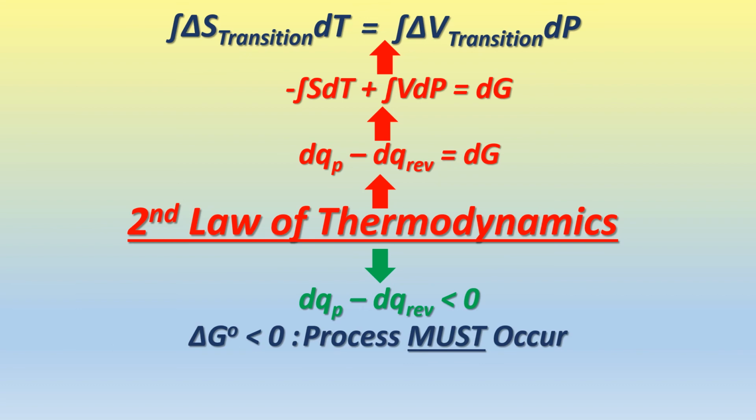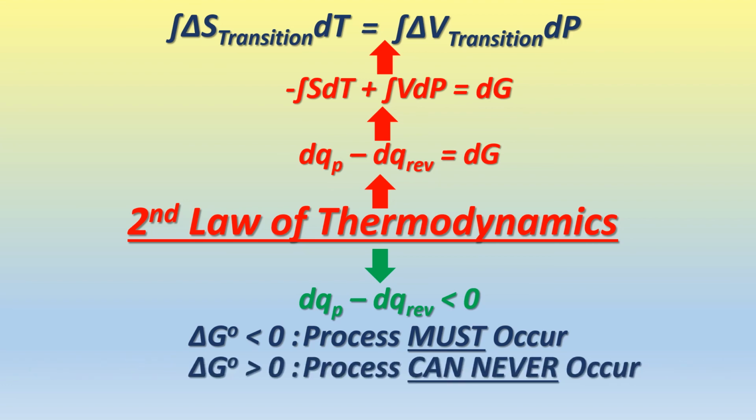Second law of thermodynamics basically says that if delta G is less than 0, a process must occur. If it's greater than 0, that process can never occur in the universe. And if it's equal to 0, you're at a steady state and you're at equilibrium. This governs not just chemical processes or questions in physical chemistry, it covers all processes in the universe, including biological or nuclear processes.